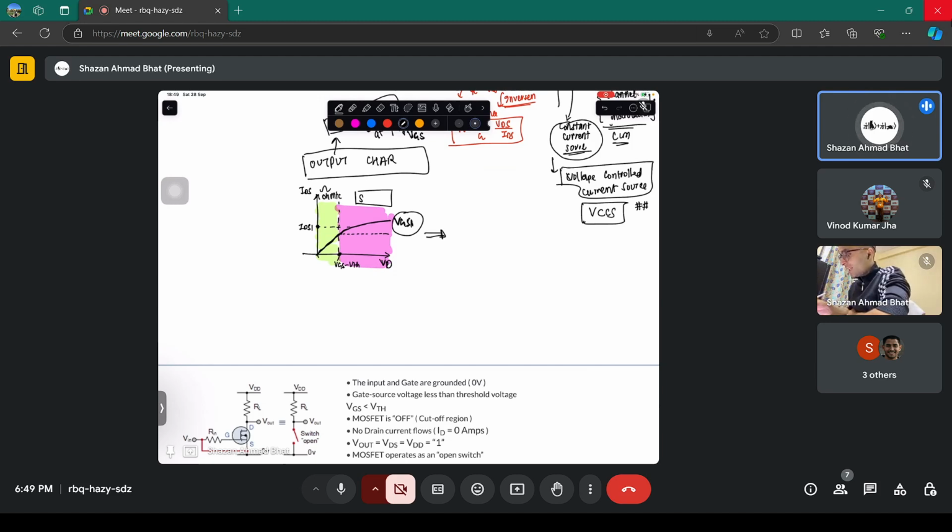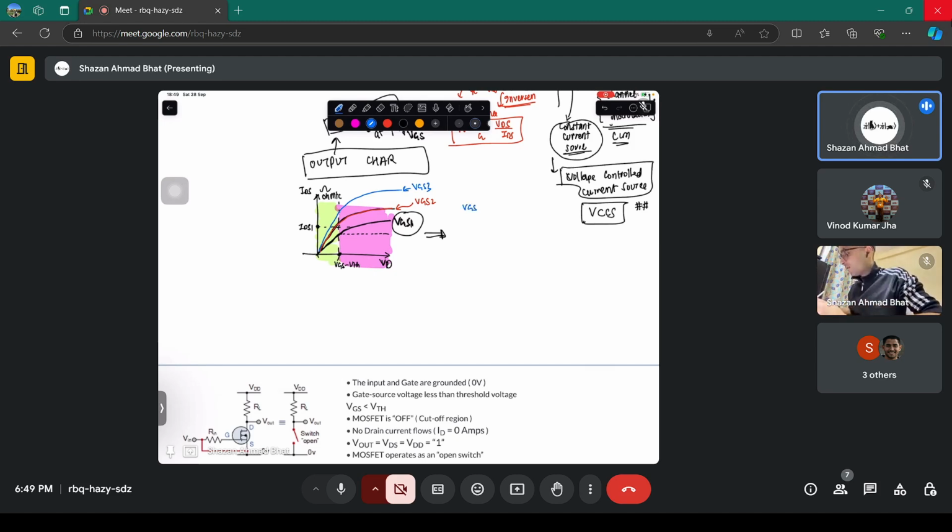If you increase the gate voltage now to another value, let's say VGS2, you will see that this will go like this, a linear increase, then it will again saturate. Again, if you increase it to VGS3, this is for VGS2. Then this one is VGS3, a linear increase, then it goes like this. This is VGS3.